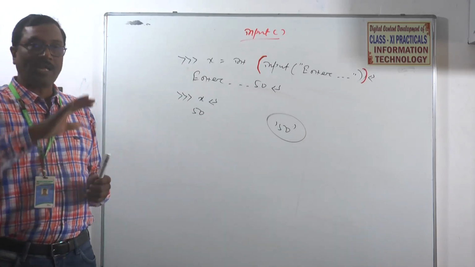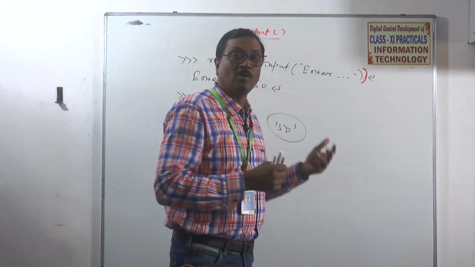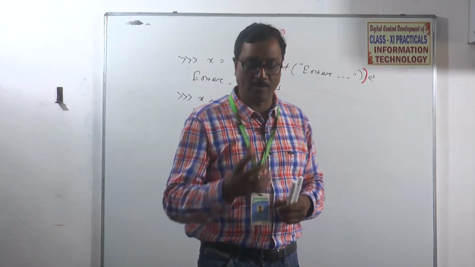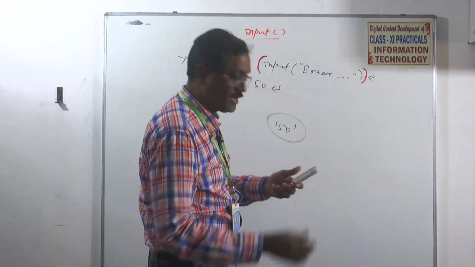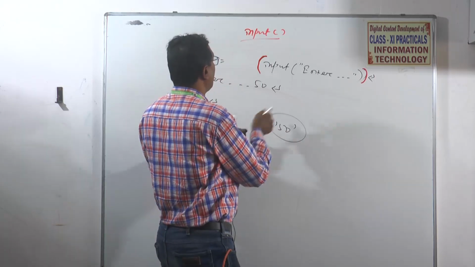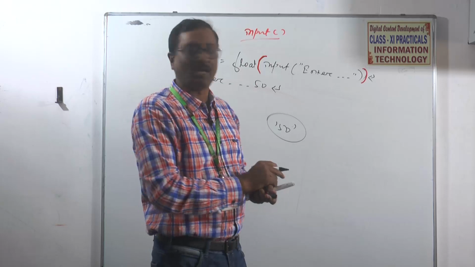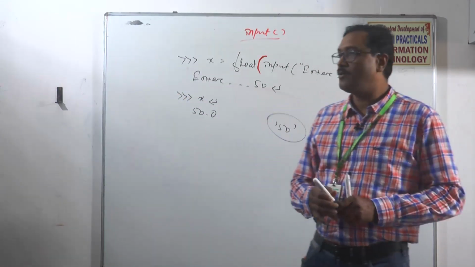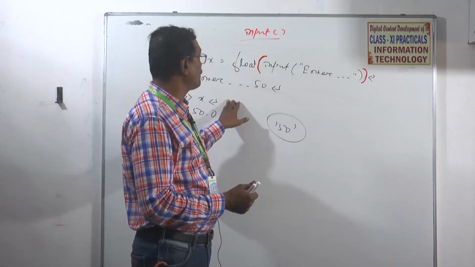Got it? So like that, if you are planning that I will have to accept one floating point value, then what will you have to do? Floating point value, decimal value. Fine, you just change this one. You change int to float, like this, float. Done. So now 50 will become 50.0, because it is a floating point value. Okay, this is called a floating point value.